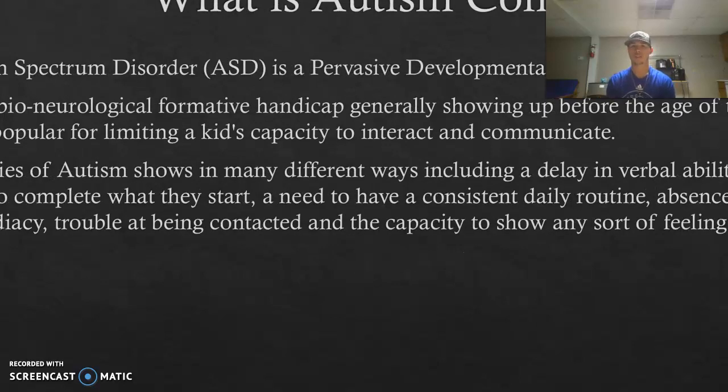Autism spectrum disorder is a pervasive developmental disorder. What this means is it is a bio-neurological formative handicap, generally showing up before the age of 3, most popular for limiting a kid's capacity to interact and communicate. Qualities of autism show in many different ways, including a delay in verbal abilities, a need to complete what they start, a need to have a consistent daily routine, and trouble at being contacted and the capacity to show any sort of feeling.